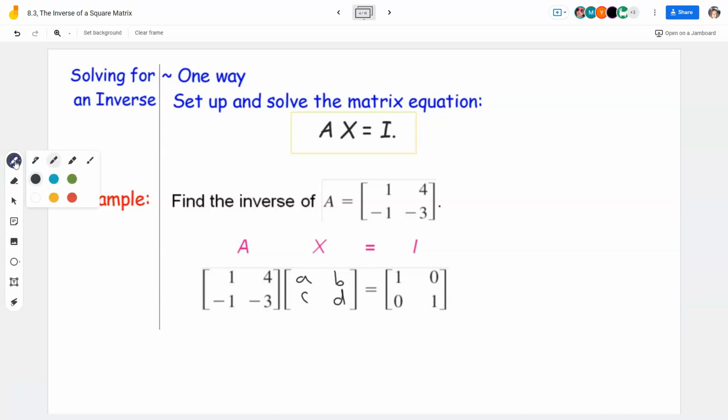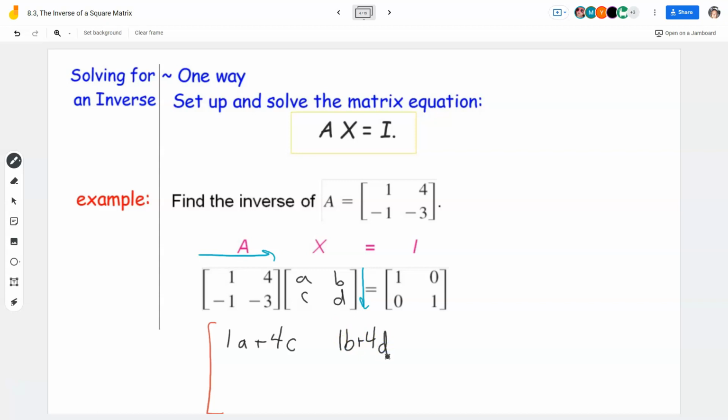And I could do little things like, I know how to multiply. Cross, down. Do you? I hope so. And we could do things like 1A plus 4C, or 1B plus 4D, or negative 1A minus 3C, or negative 1B minus 3D.